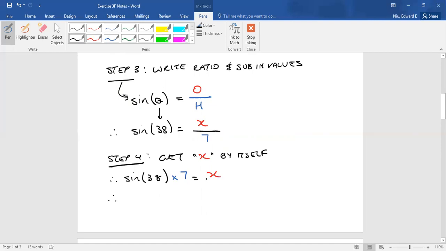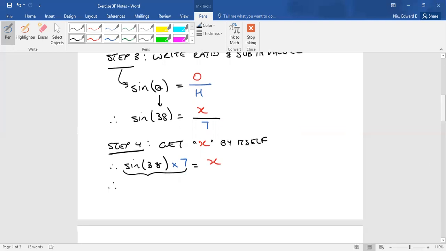But sine 38 times 7 is pretty confusing. We don't know what that means. Okay, like what sort of length is that? To find this length, either calculate it in your head or use your calculator, hopefully that you've calibrated.